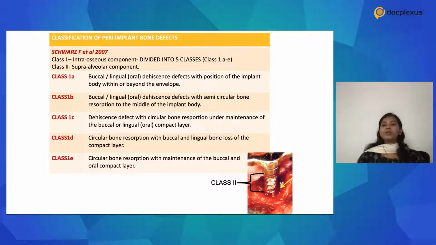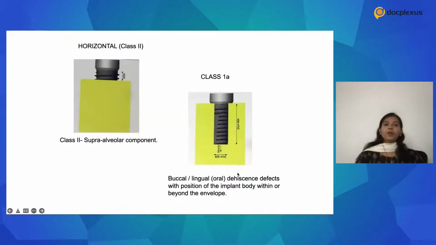So class 2 is the supraalveolar component. So this part above the crest of the alveolar bone is called your class 2. Whereas your class 1 is the intraalveolar component. So below the crestal bone, whatever defect occurs is called the infraalveolar component, and it can be divided into 5 classes, A to E. So I will explain each one. So under class 2, you have your supraalveolar component, above the crest of the alveolar bone, whereas class 1 is below the alveolar bone. Okay. So this class 1 can be divided into 5 varieties.